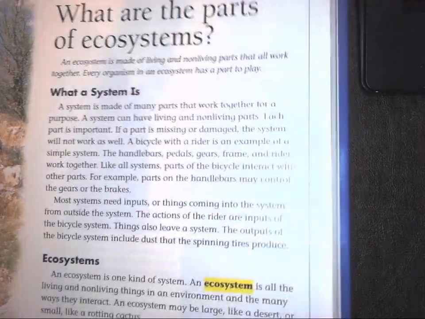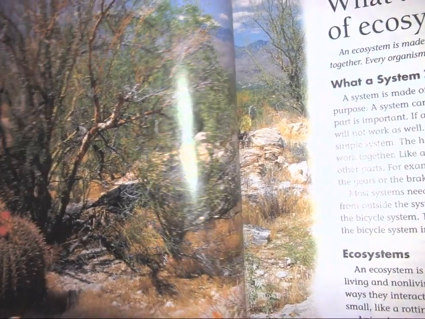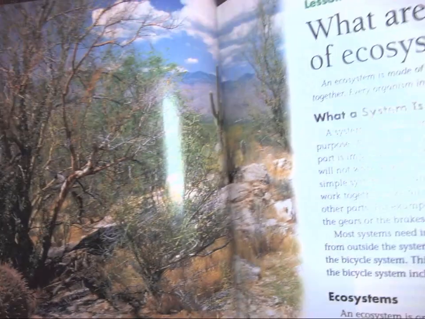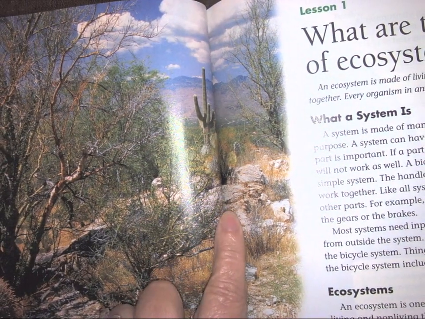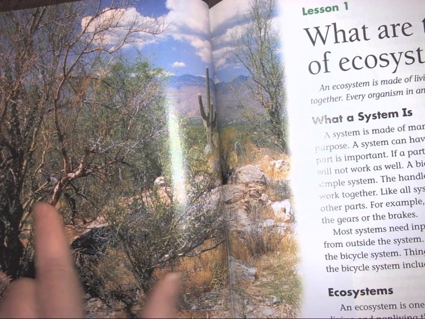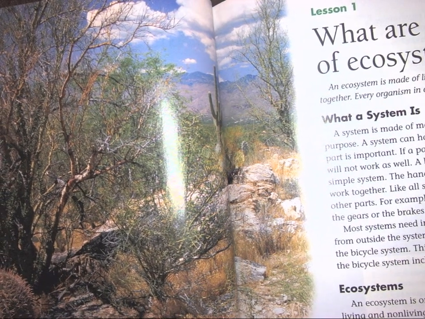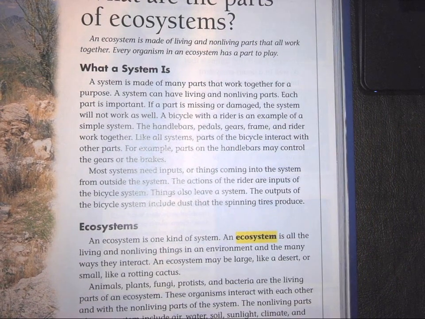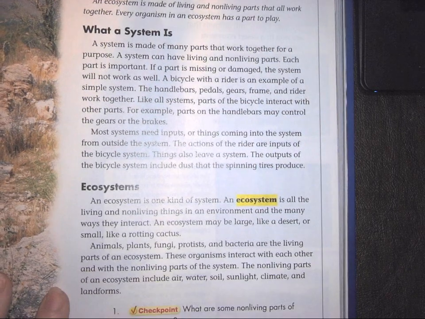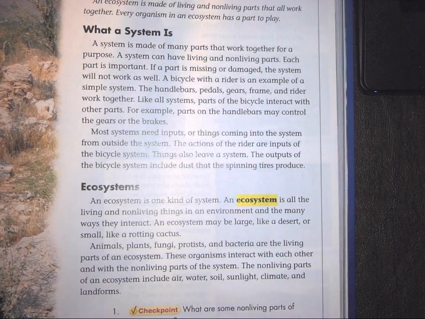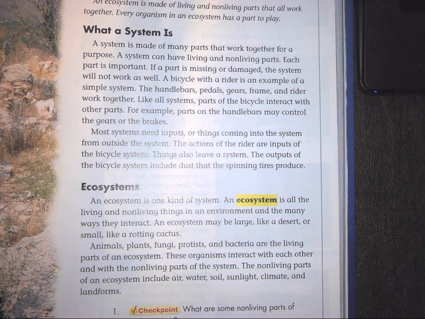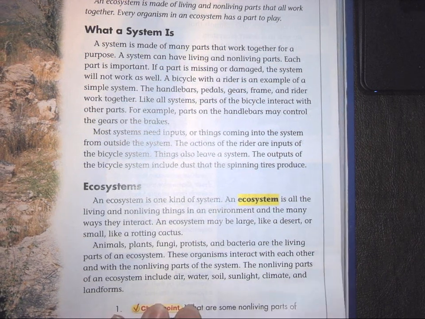So when we look at over here, we've got the cacti, we've got the rocks. The rocks are non-living, the cactus and the trees are living. You have things that are interacting with each other, and animals that would also be in that picture would be part of that ecosystem. So living and non-living things. It can be very small, an ecosystem, or it can be very large.